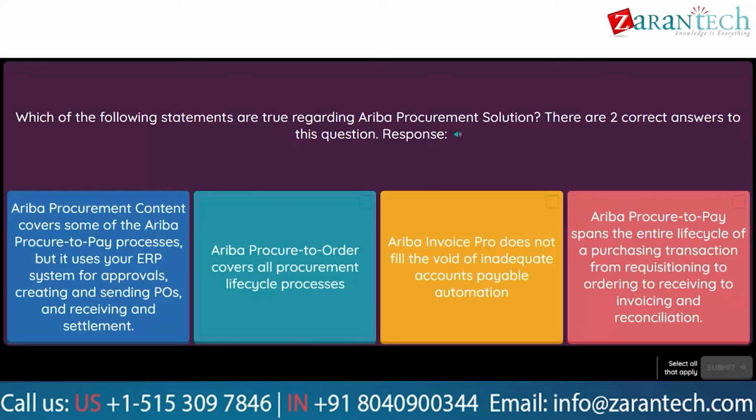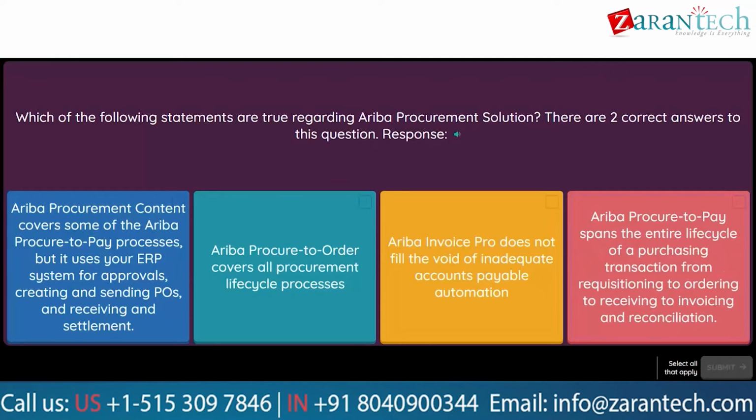Option 2: Ariba procure-to-order covers all procurement lifecycle processes. Option 3: Ariba Invoice Pro does not fill the void of inadequate accounts payable automation. Option 4: Ariba Procure-to-Pay spans the entire life cycle of a purchasing transaction from requisitioning to ordering to receiving to invoicing and reconciliation.